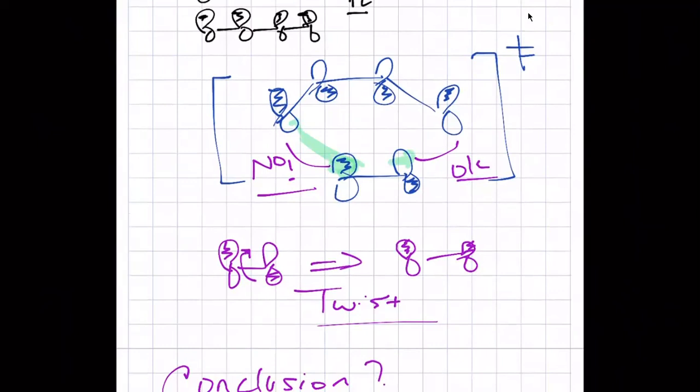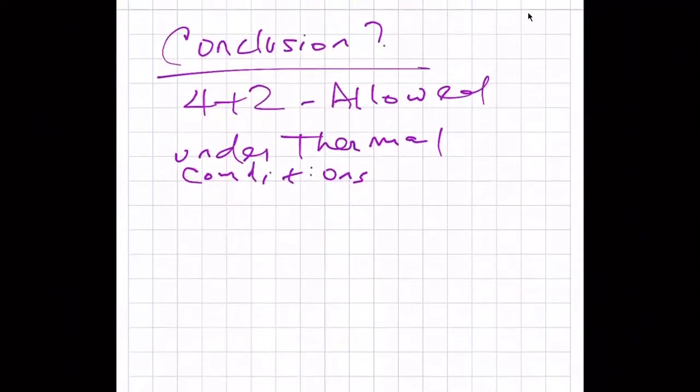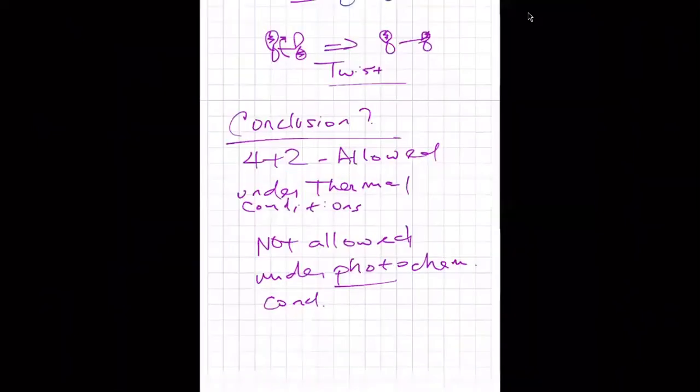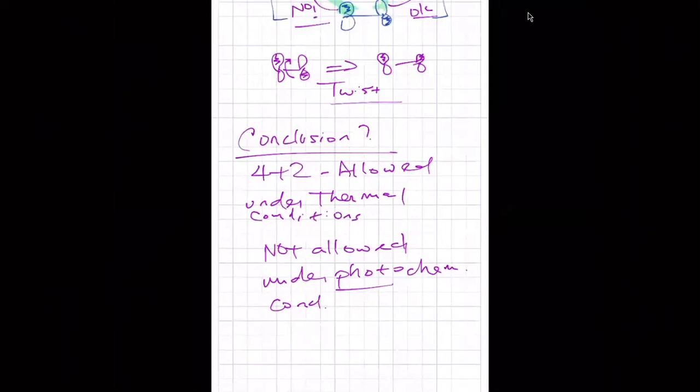So under photochemical conditions, that's when we irradiate, not allowed. Right, so under photochemical conditions, the 4+2 is not allowed; under thermal conditions, it is. And that's all based on molecular orbital theory, and it's all based on the overlap between the HOMO and the LUMO. Right. Any questions about that?